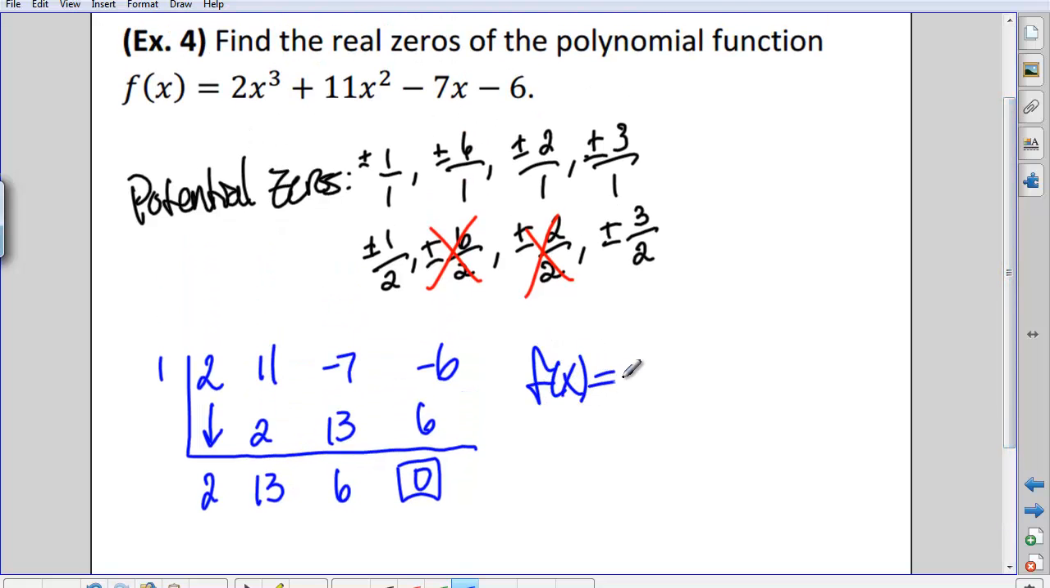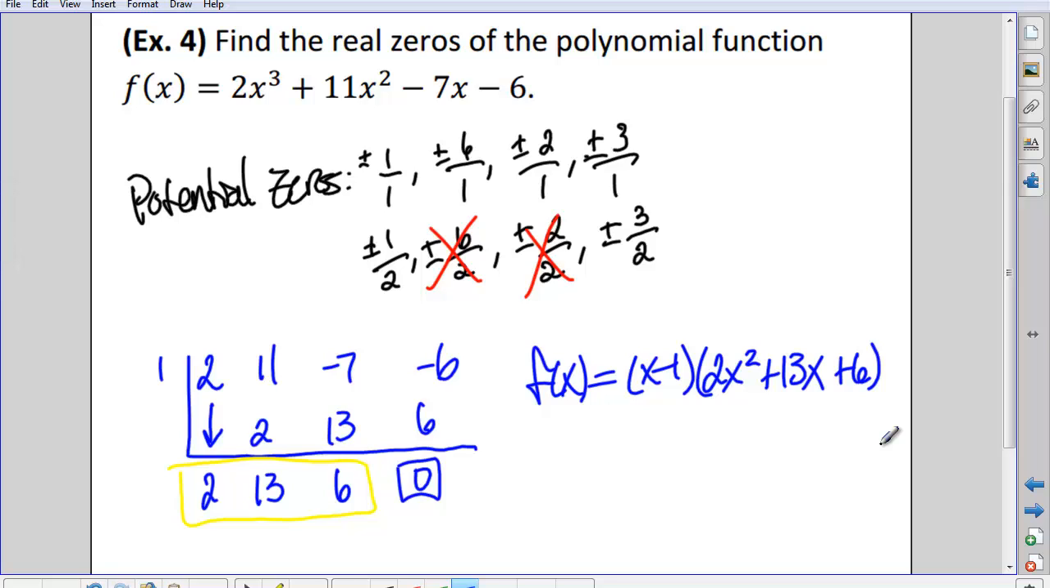That also tells me, okay, if 1 is a zero, then x minus 1 is a factor, and it's x minus 1 times, remember what we did earlier, 2x squared, because we started with x cubed. After one round of division, we're at x squared, plus 13x plus 6. Okay. So we found 1 zero.